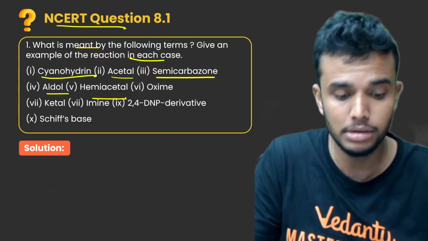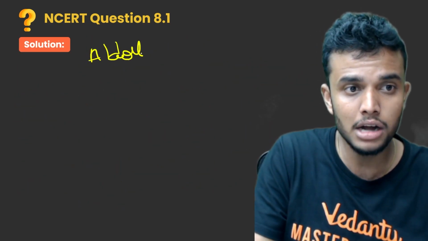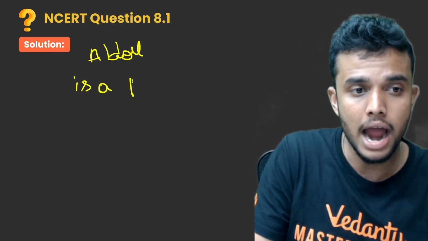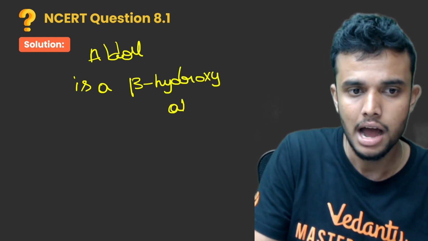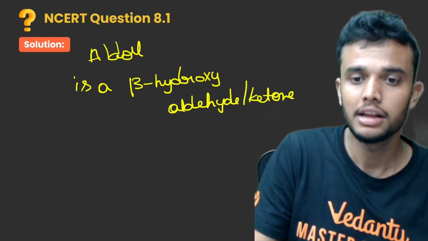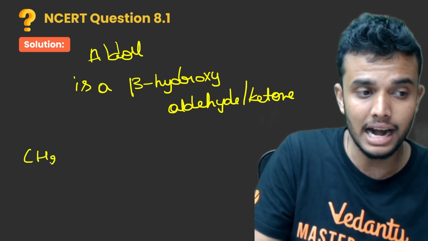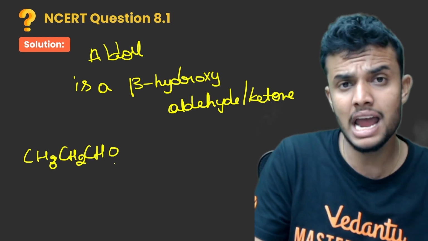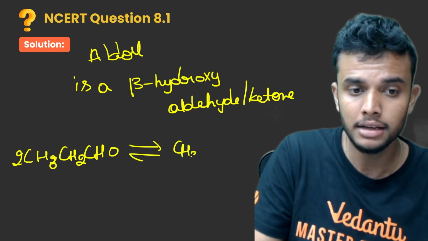Next one is aldol. What is aldol? Aldol is a beta-hydroxy aldehyde or ketone. Students, it is a beta-hydroxy aldehyde or ketone, and it's called aldol. Let's move on to the reaction part. The aldol is prepared by the condensation reaction between two molecules of ketone or aldehyde to yield aldol.